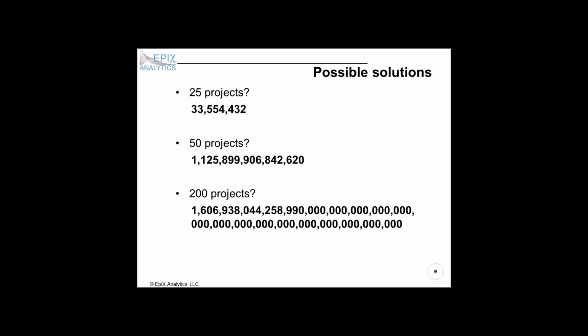And if you have 50 projects, that's going to be over 1 quadrillion projects. At 200, and our client had nearly 400 individual wells they were looking at. If you have 200 projects, then there's this many different potential portfolios, and I don't know if anybody even knows the name of that number, but there's probably no need to.